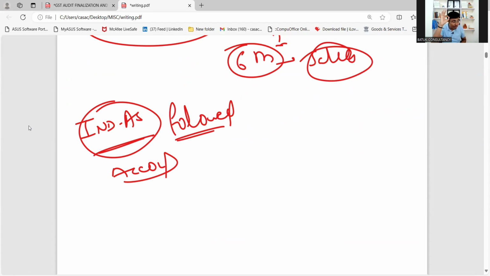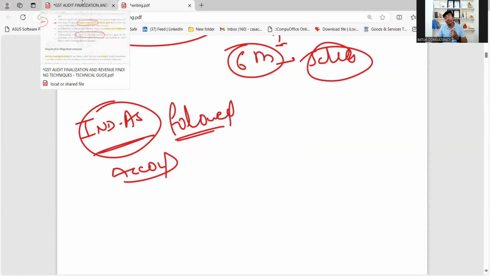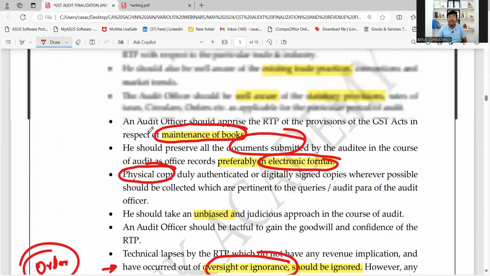And as soon as you have checked the nature of that business entity, you can easily identify the implications. Okay, you can easily identify which particular type of Ind AS will be applicable on this particular business entity.